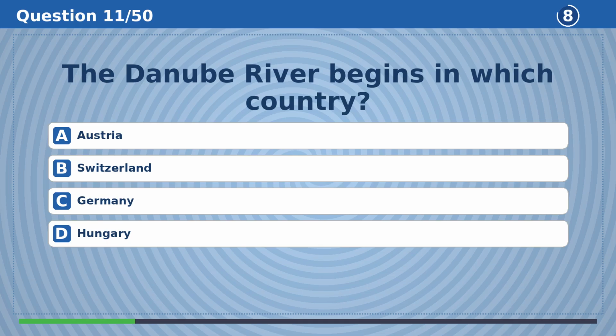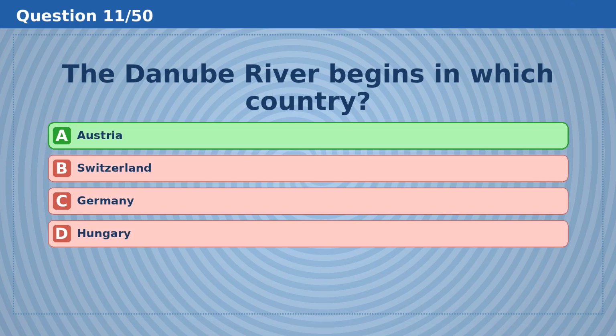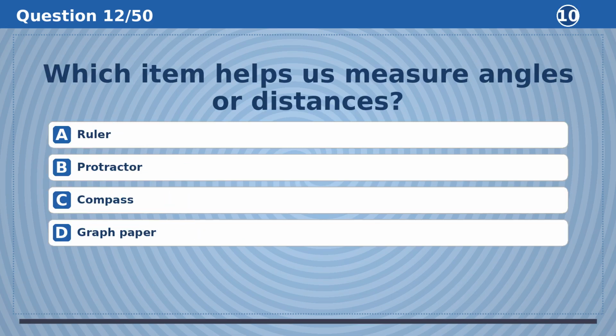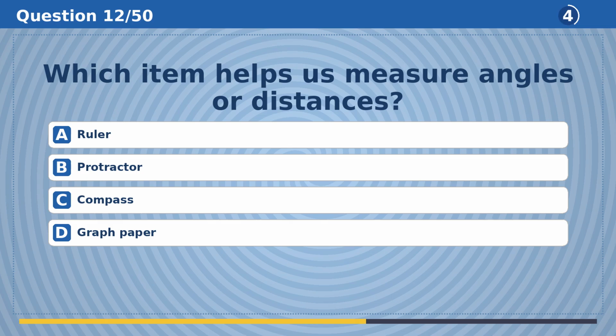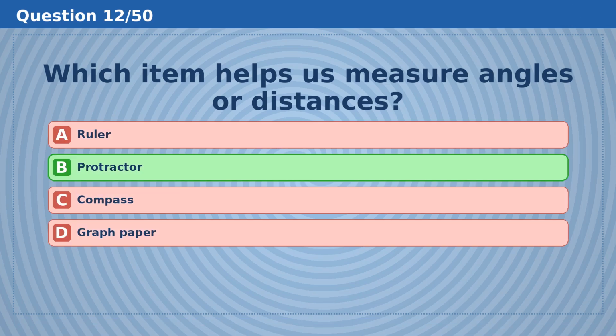The Danube River begins in which country? The answer is A. Austria. Which item helps us measure angles or distances? The answer is B. Protractor.